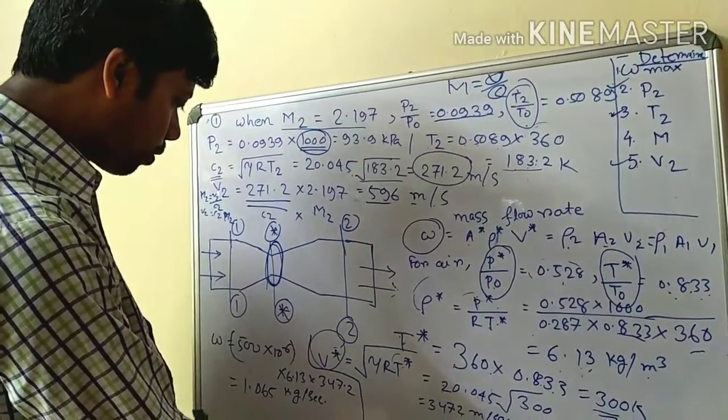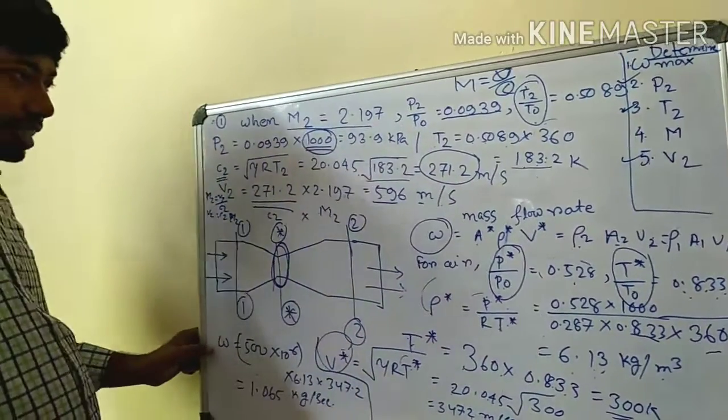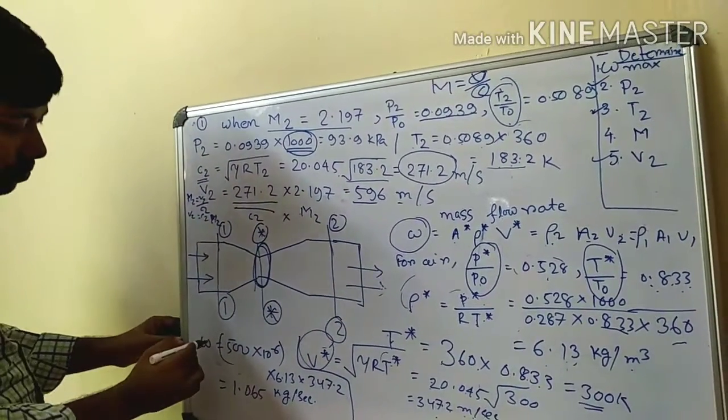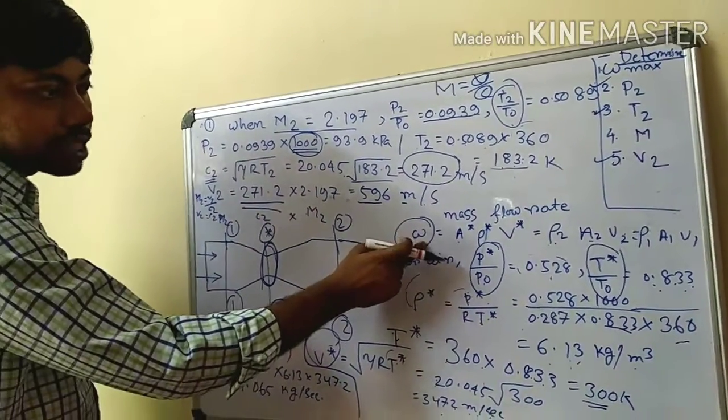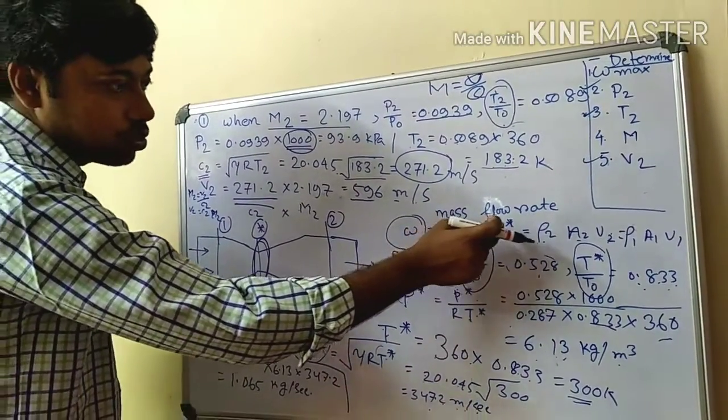That is your V star. And you know the formula for maximum mass flow rate. The maximum mass flow rate is equal to A star into rho star into V star.